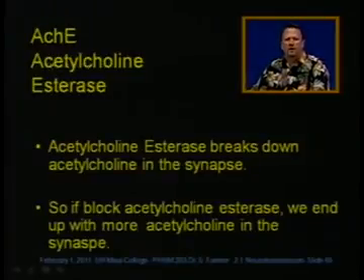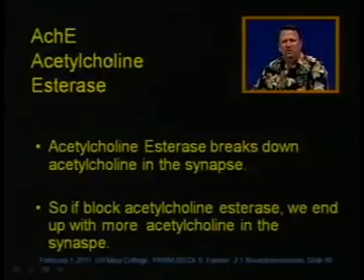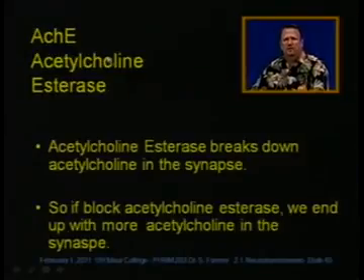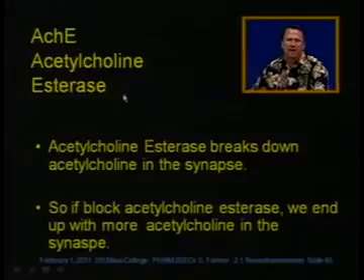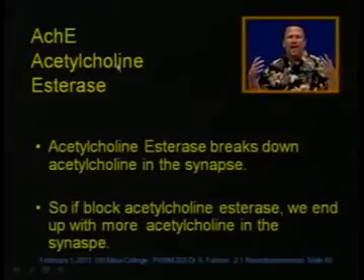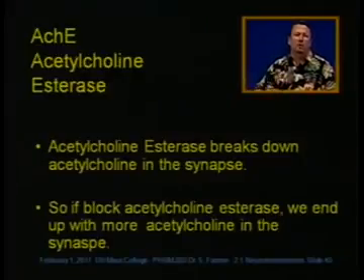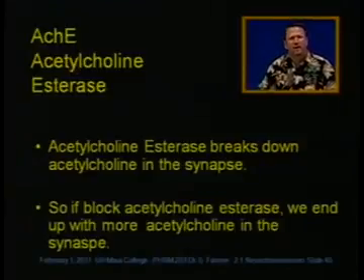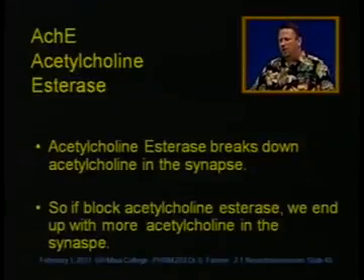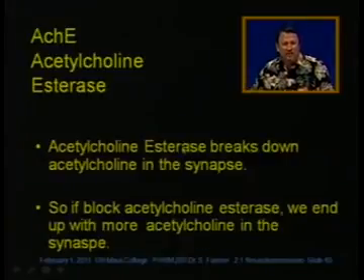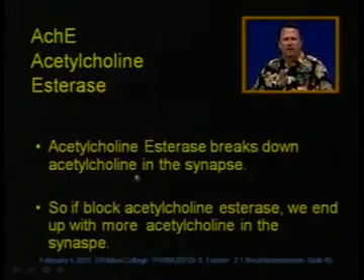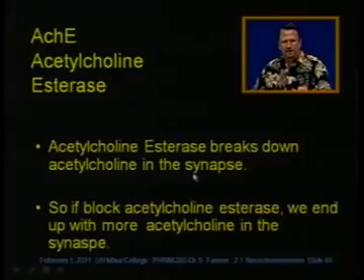But acetylcholine, I told you what that was. That's the neurotransmitter that signals the neuromuscular junction, signals organs in the parasympathetic nervous system. But acetylcholine esterase breaks down acetylcholine. Acetylcholine esterase is what gets the acetylcholine out of the synapse. It makes the acetylcholine stop signaling the muscle. It makes the acetylcholine stop signaling the organ. So acetylcholine esterase is like a garbage disposal that breaks down the acetylcholine in the synapse.